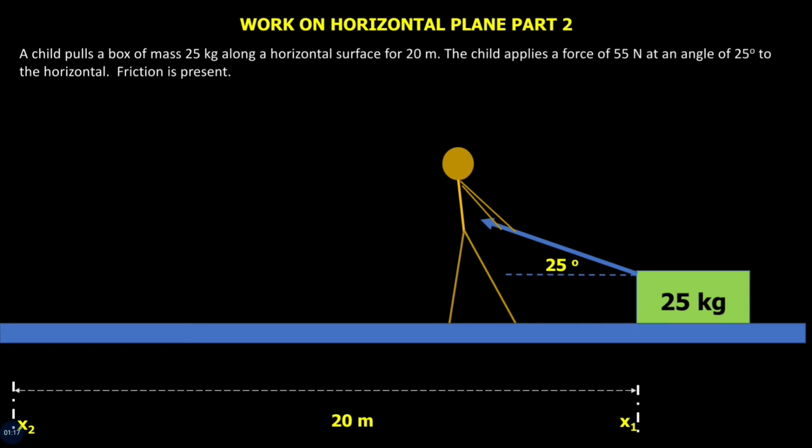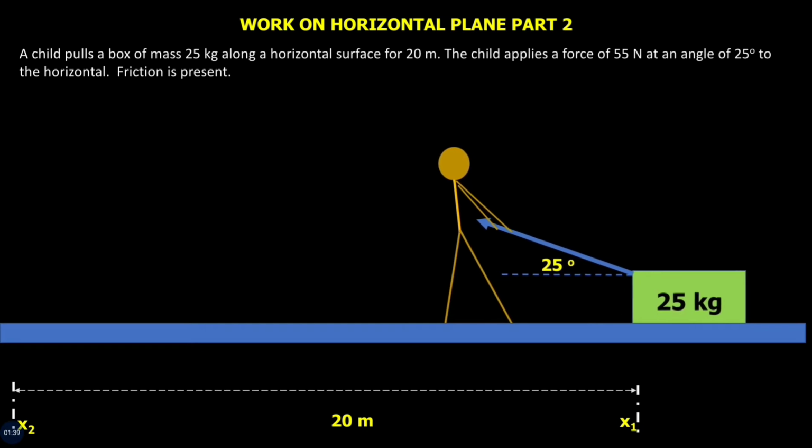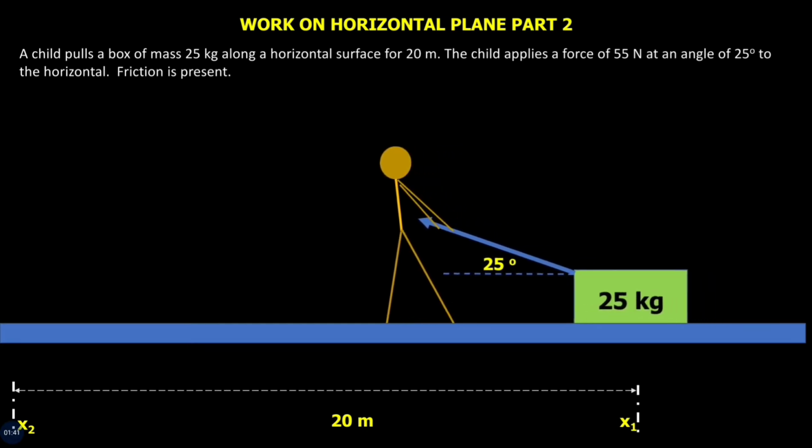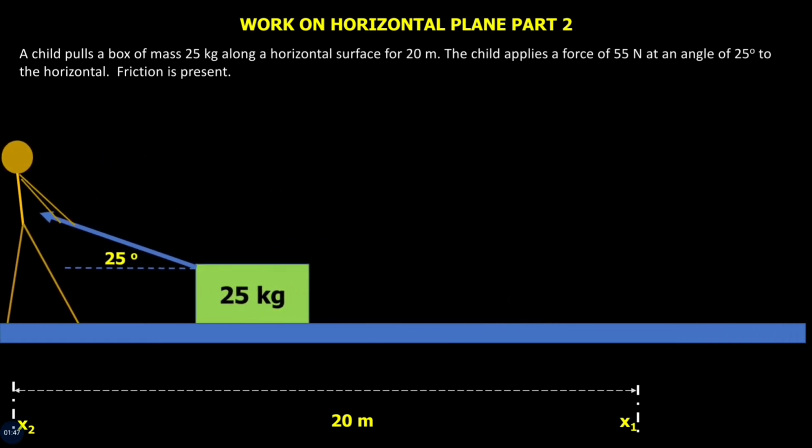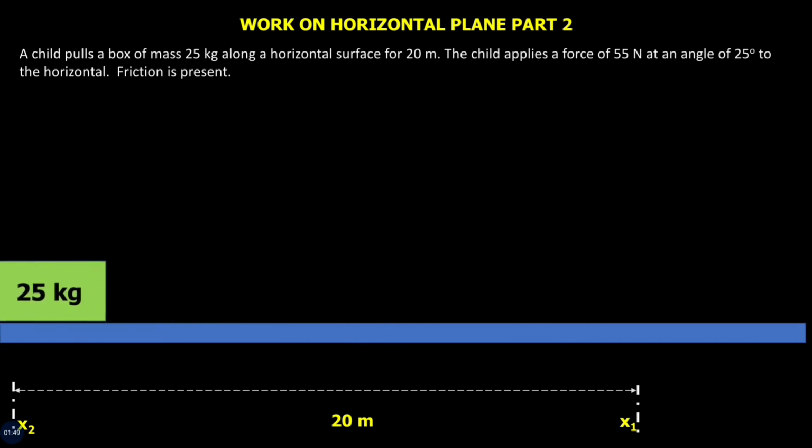Okay, a child pulls a box of mass 25 kilograms along a horizontal surface for 20 meters. The child applies a force of 55 newtons at an angle of 25 degrees to the horizontal. Friction is present. So this child pulls this box along for 20 meters by applying the force in 2D. Remember now, when the force is acting in 2 dimensions, it is always good to draw the components of the force so that you can see the effects of these forces in the 2 directions.